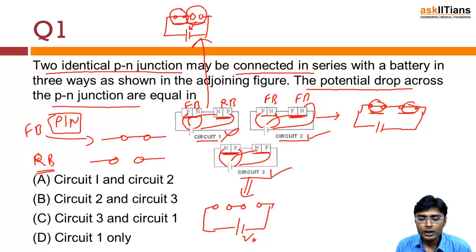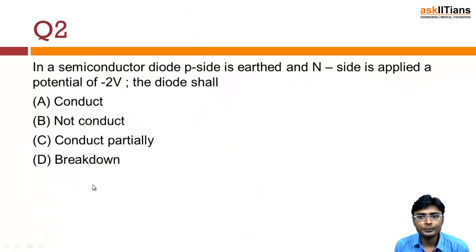Okay, therefore circuit 3 will also be a correct option. Therefore, if we see circuits 2 and 3, option B says that circuits 2 and 3 have the same potential drop across the PN junction. Therefore B is the correct answer for this question.